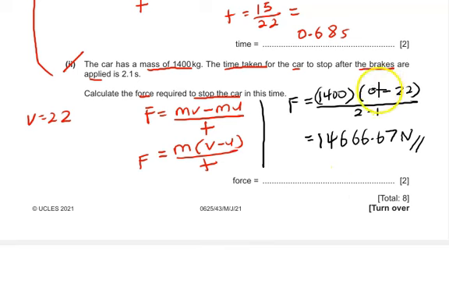If you want to add the negative sign, you can add it. The negative sign shows the force will be impacting the brakes. So this is your answer here. It's 2 marks.